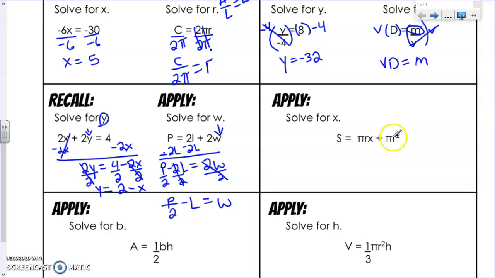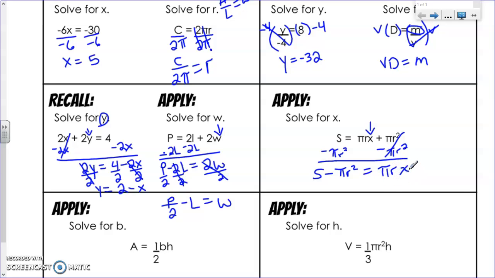Okay, let's look here. What am I solving for here? X. So I need to move this. How would I move this positive pi r squared? Subtract pi r squared from both sides. And these are formulas, guys. These are actual formulas. So on this side, you would have s minus pi r squared. That's 0. We get pi rx.